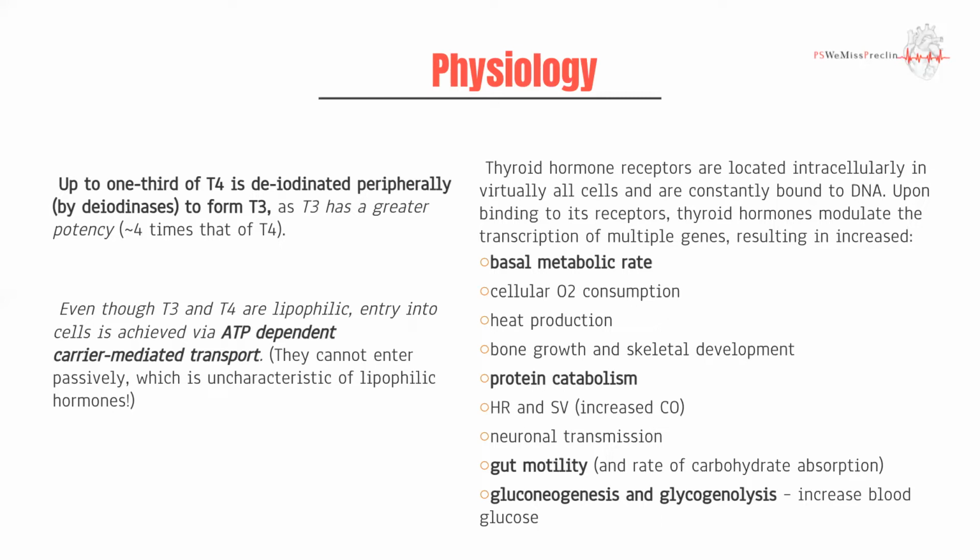Now, thyroid receptors are located everywhere, and they're bound to DNA, which is why these hormones have to enter the cell to act. Upon binding, you have a whole range of functions, and here are the main ones that are relevant. You can just read over them. Some important ones are the basal metabolic rate, which would be increased with hyperthyroidism, protein catabolism or breakdown, gut motility, and gluconeogenesis and glycogenolysis. So this just means producing more glucose and breaking down glycogen to likewise produce glucose.